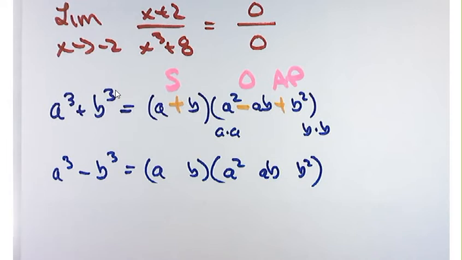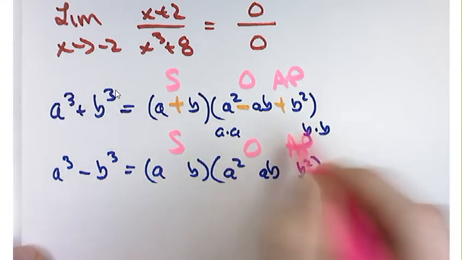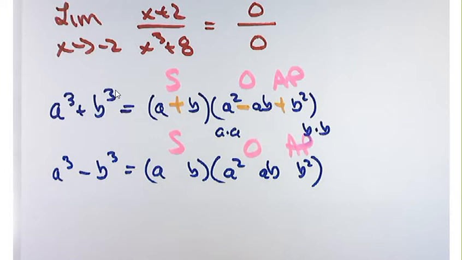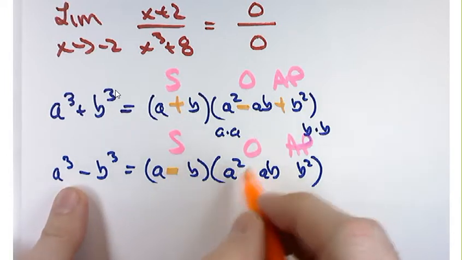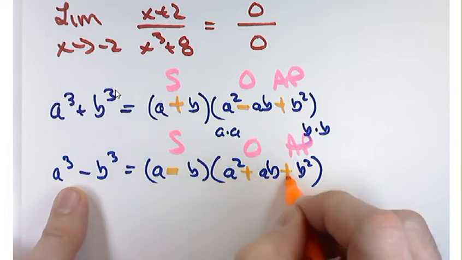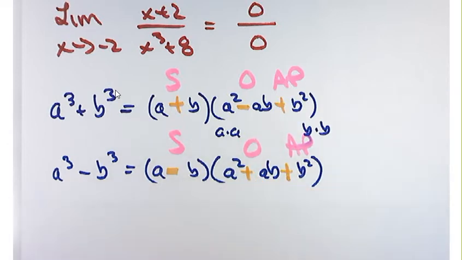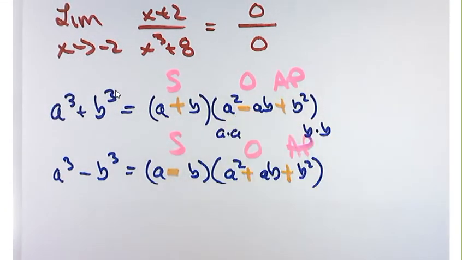And Sonny, maybe you can help me fill in the blanks here for this one. Like I said, that same acronym works. Same, opposite, always positive. Go ahead. A minus B, A squared plus AB, and then AB plus B squared. Perfect. So minus, plus, plus. Notice that in each of these formulas you have exactly one negative sign. One negative sign per customer, I like to say.